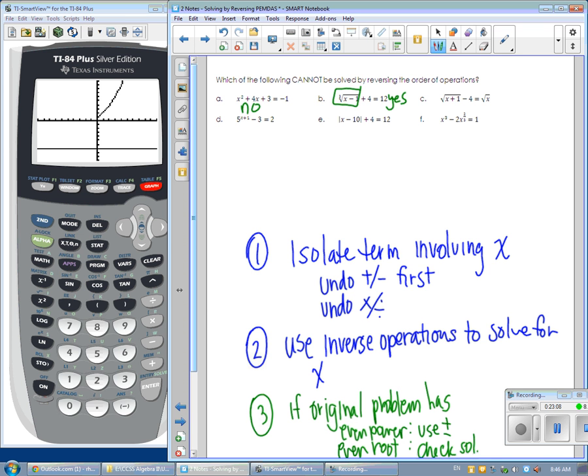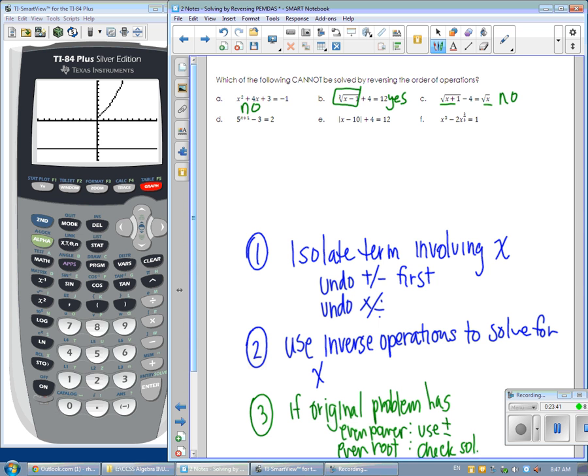Okay, so take a look at the next 3. Which ones can you use the reverse order of operations on and which one can't you? So take a look at letter C. I've got 2 expressions that involve x. There's no way that I can combine them together into one. And so this is an equation that I cannot solve using the reverse order of operations. If you gave me an equation like that, I would graph both sides and use my calculator with a graph to figure out the points of intersection. I wouldn't even bother trying to do that algebraically.